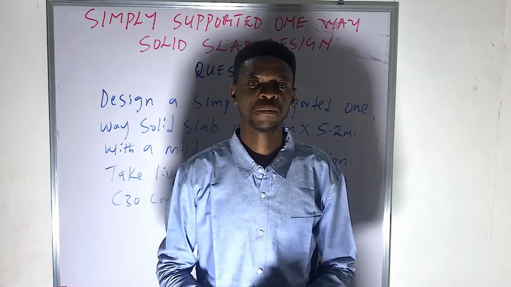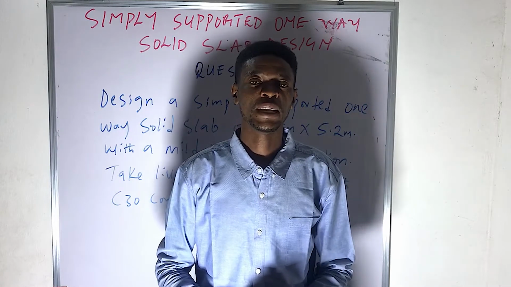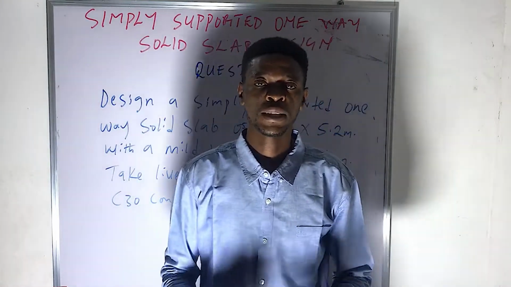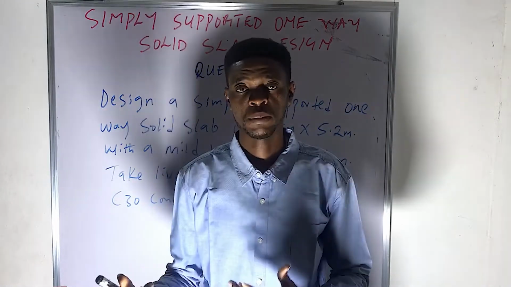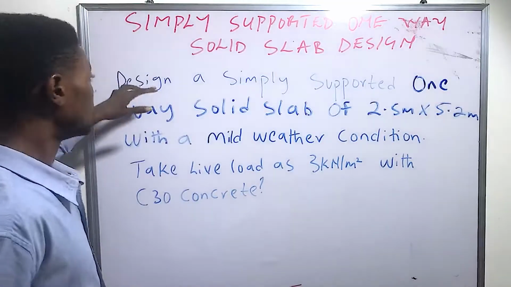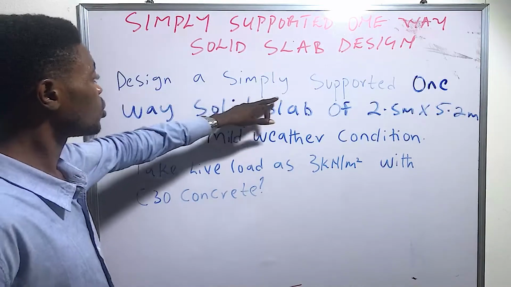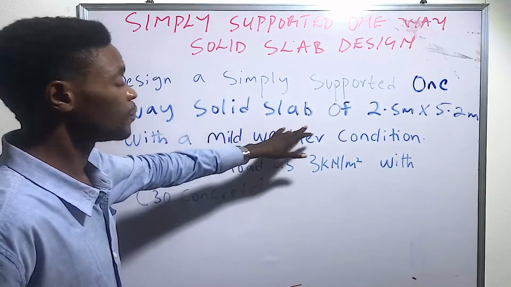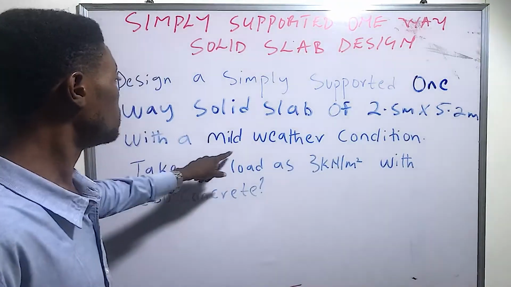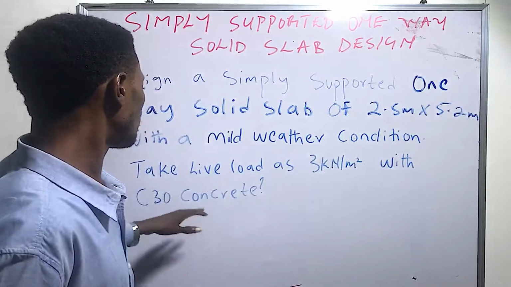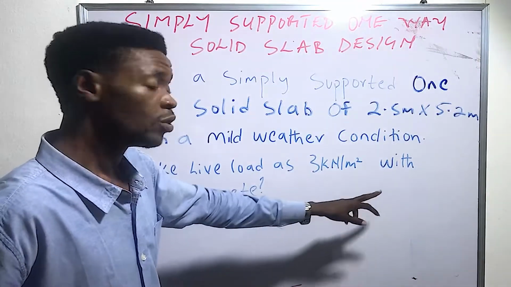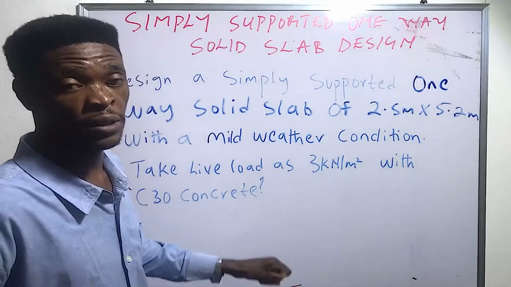Good day everyone, today we shall be designing a simply supported one-way solid slab. In our previous class, I talked about the design steps. Right now we have a question on the board which says, design a simply supported one-way solid slab of 2.5 meters by 5.2 meters with a mean weather condition. Take live load as 3 kN per meter square with C30 concrete.